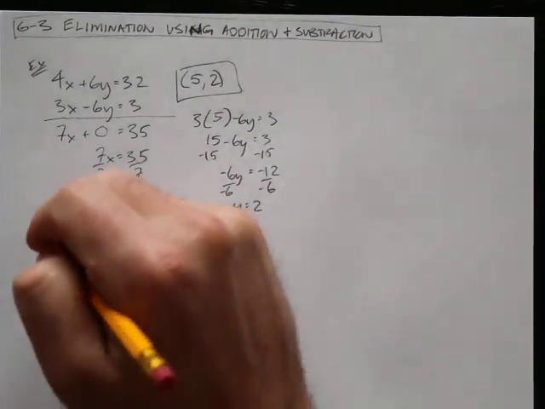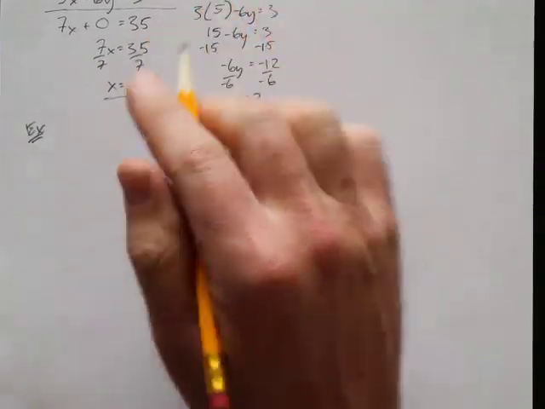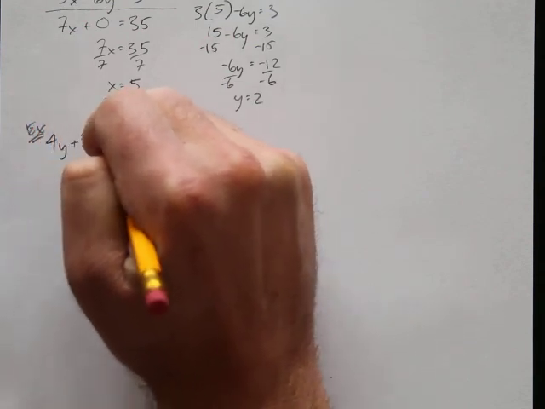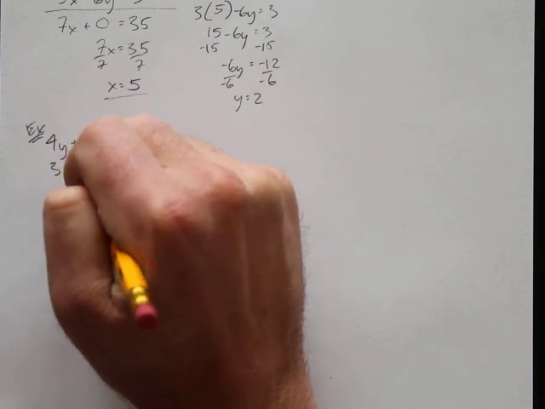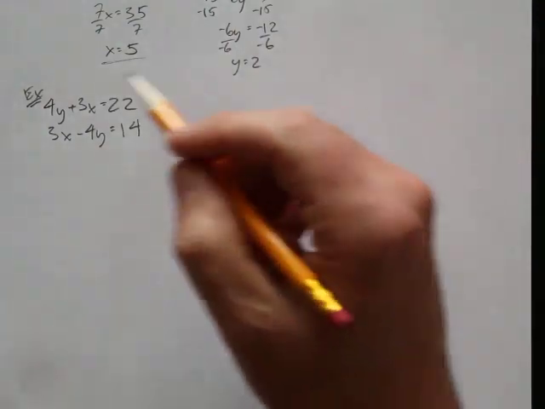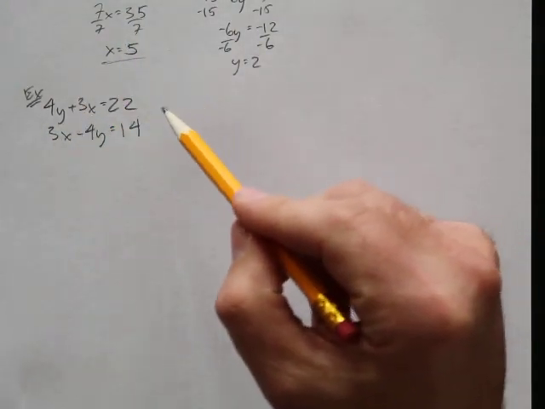All right, let's do another one. 4y plus 3x equals 22. 3x minus 4y equals 14. Okay, so here we are. We're ready to use elimination, but we need to do one thing first.